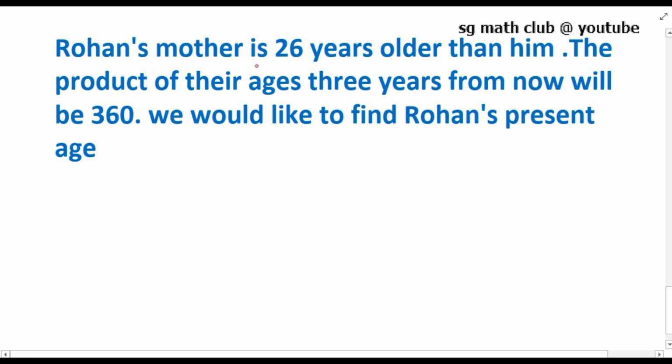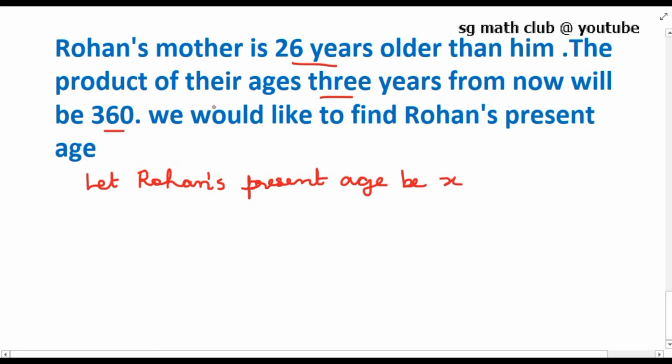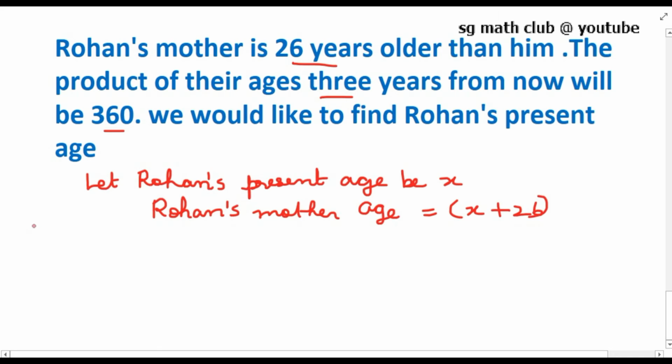Next question. Rohan's mother is 26 years older than him. The product of their ages 3 years from now will be 360. We would like to find Rohan's present age. So we will let Rohan's present age be x, because Rohan's mother's age depends on Rohan. They have given that Rohan's mother is 26 years older than him. So Rohan's mother's age is x plus 26.